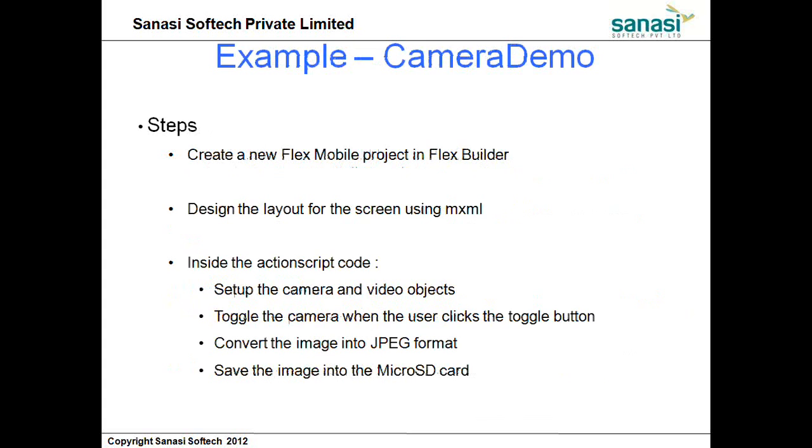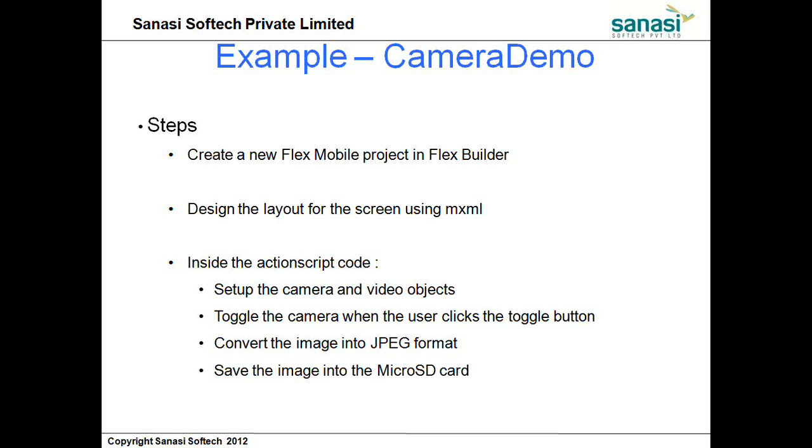Now let's have a quick look at what we're going to try and do here. We are going to set up a new Flex mobile project in Flex Builder. Then, as usual, we build the layout, and then we write the ActionScript code corresponding to that layout. Inside the ActionScript code, we are going to set up what are called the camera and video objects. Then we are going to write a bit of code that toggles between the front and back camera when the user clicks on the toggle button, which you'll see a bit ahead.